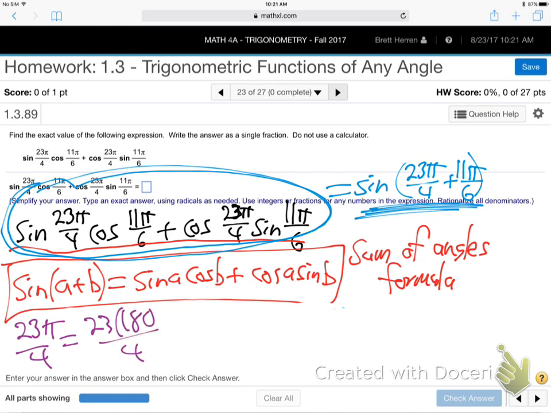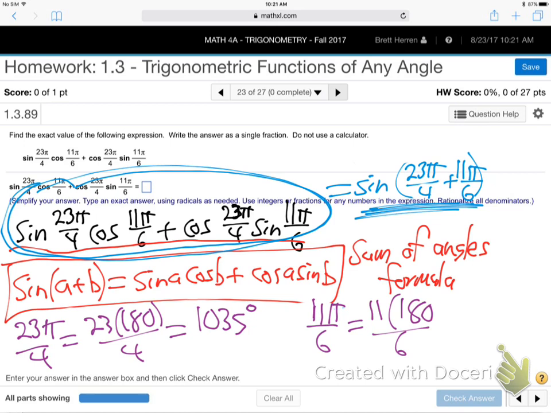So 180 over 4. I'm just going to do this quicker because I don't have time. And of course I can't do it. Somebody got a calculator? What is the answer to that one? 1035, thank you. 1035 degrees. The other one is 11 pi over 6, so put in 180 to that one. That's 330, right? 330 degrees. So we have 1035 and 330 degrees.